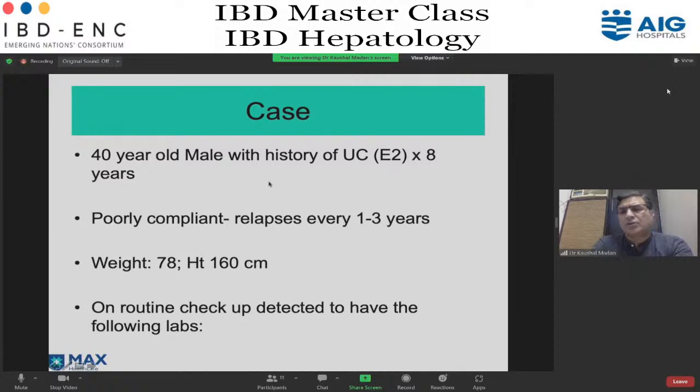Just to start, give you an example: a 40-year-old male with a history of ulcerative colitis, mainly left-sided, of almost 8 years duration, a poorly compliant patient having recurrent relapses every 1 to 3 years when he would reach us and get treated for the same. And then, of course, after the remission, he would disappear. When he came this time, his weight was 78, height was 160 centimeters, and on routine health checkup, he was detected to have deranged liver function test, for which he was referred to us.